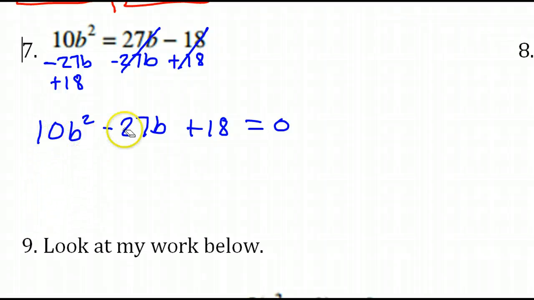I see all these numbers. Are there any common factors? Always look for a common factor. Now this is only 2 times 5, and this is not divisible by 2 or 5. So no GCF. So let's get to factoring.